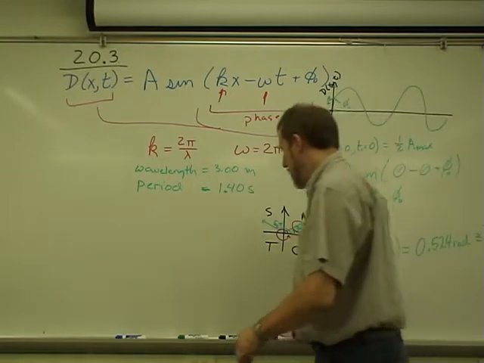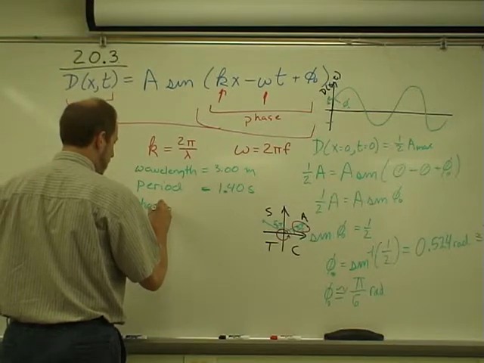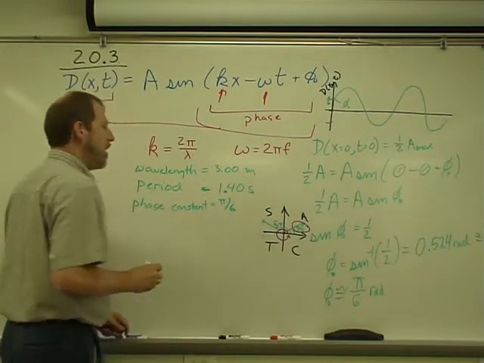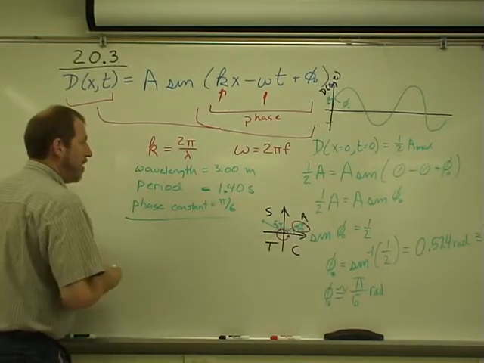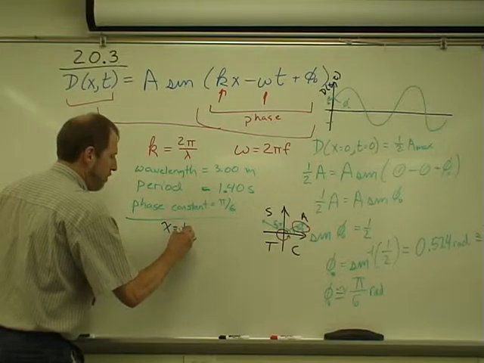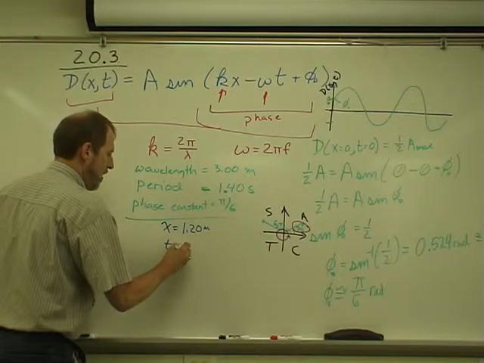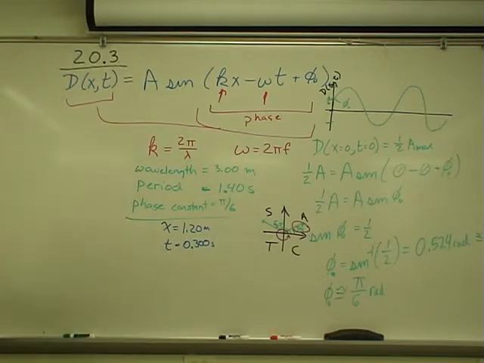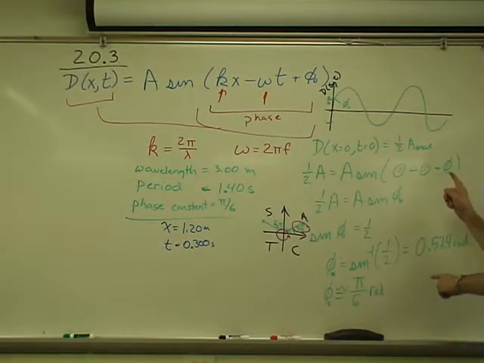So, suppose that I've got those three cases, and I want to look at some point where x is equal to 1.2 meters and t is equal to 0.3 seconds. You might want to pause this right here if you haven't gotten it. I'm going to erase it now.